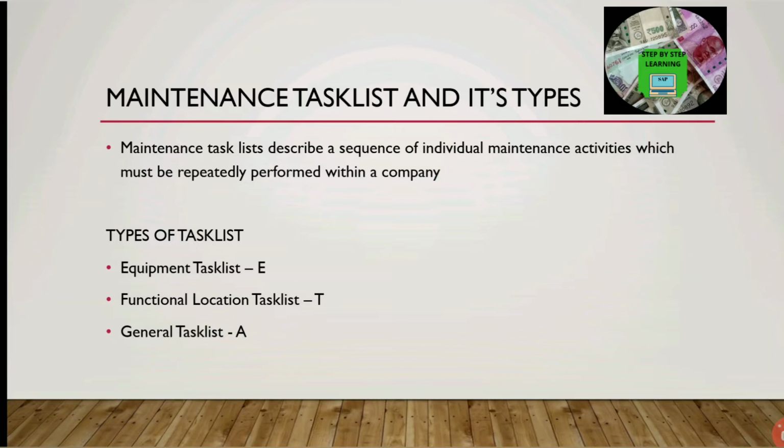A general task list will not reference any equipment or functional location, unlike an equipment or functional location task list. It is created as a common task list. For example, I have 10 centrifugal pumps, and I will do similar operations for all of them. Let's take the equipment codes as A, B, C, D, E, like 10 centrifugal pumps.